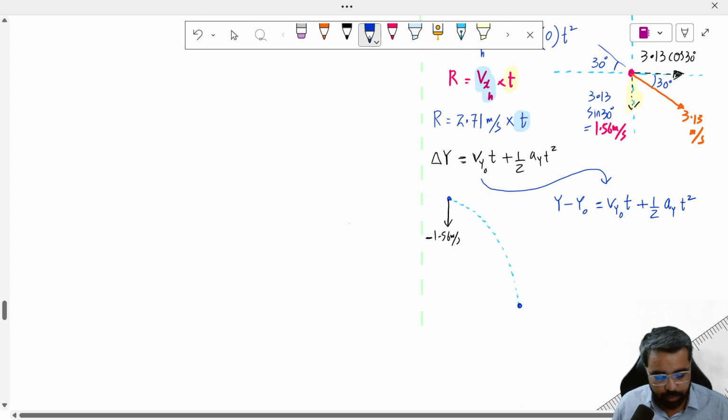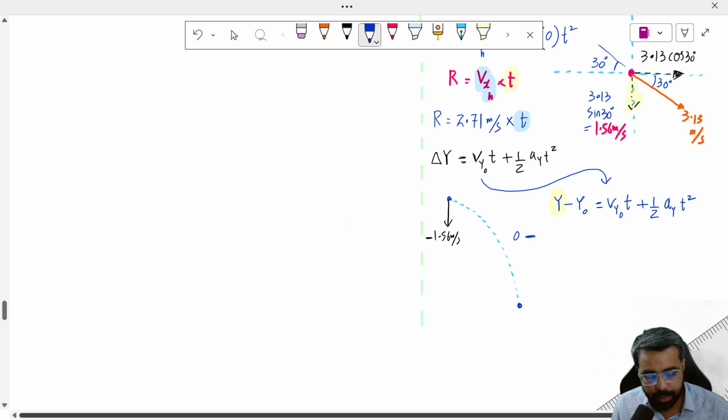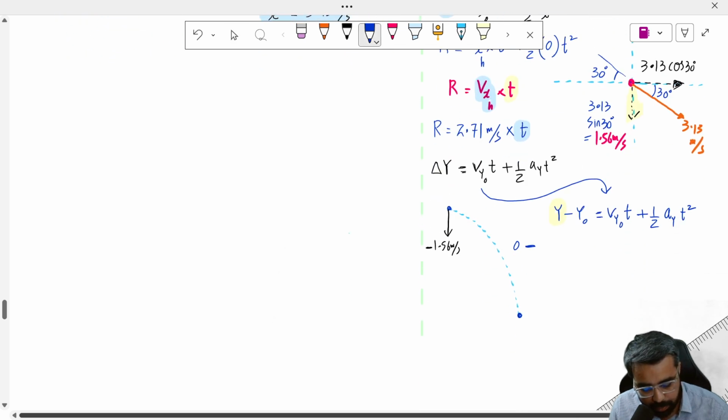So let's put the values in the equation. What is the final position of the block? That is 0, because now it's on the ground. So that is 0 minus the initial position, how high it was in the beginning. I told you that it was 2 meter above, right? Because it's falling from the surface of the table, from the end of the incline. So that should be 0 minus 2 is equal to the initial vertical velocity, negative 1.56 times t plus 1 over 2 into negative 9.8 into t squared.